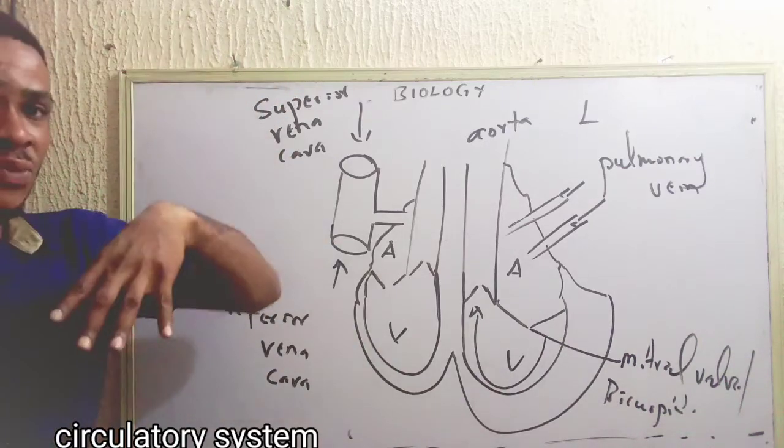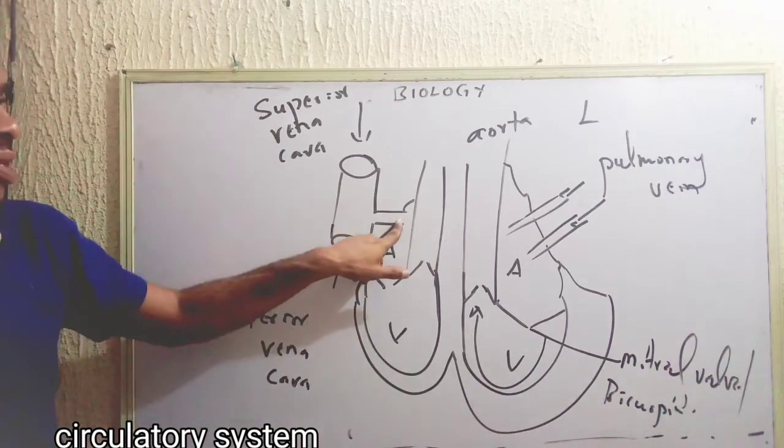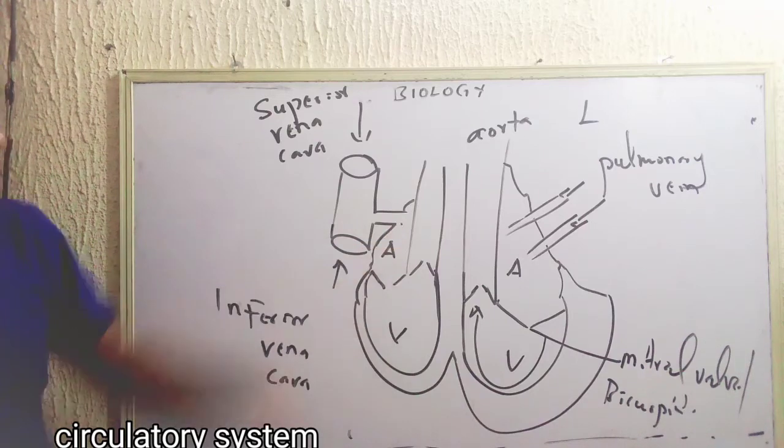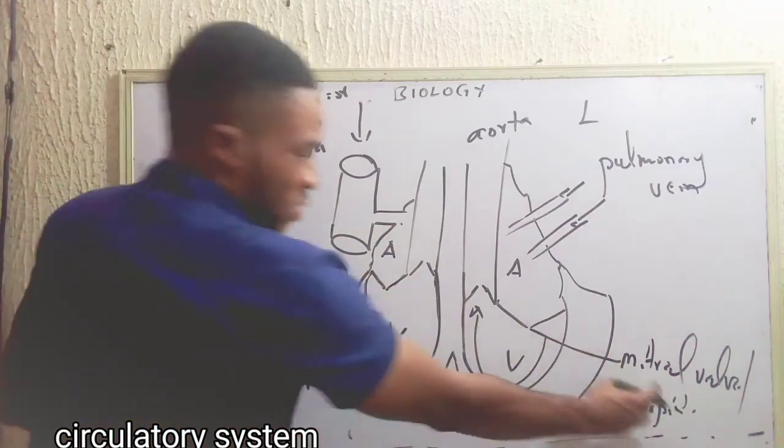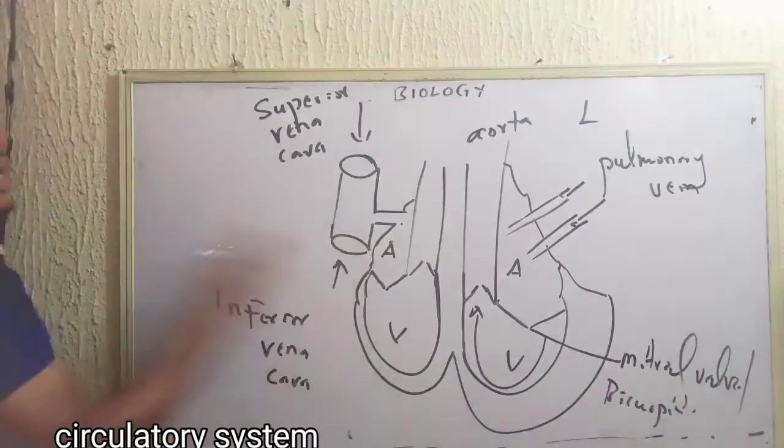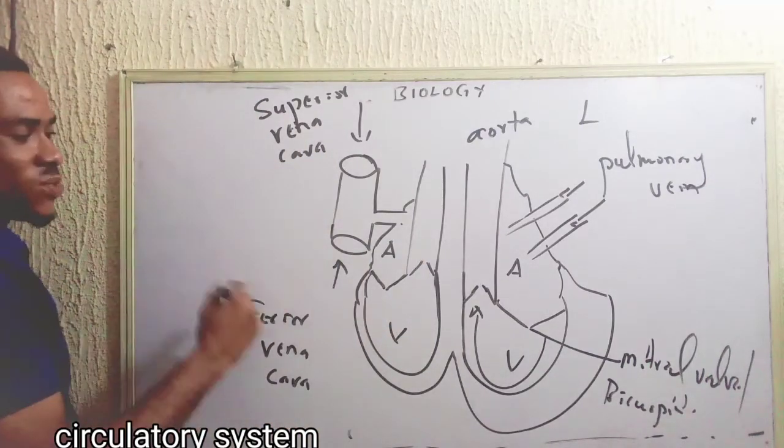Body parts above the what? The heart, and empty it into this what? The right auricle, which now allows it to pass through this what? Valve again. Remember, this is known as what? Mitral valve. But this one on the right part of the heart is known as what?